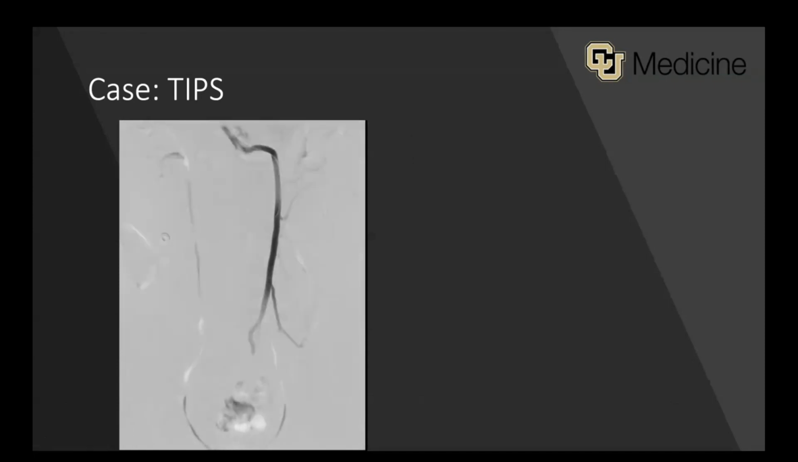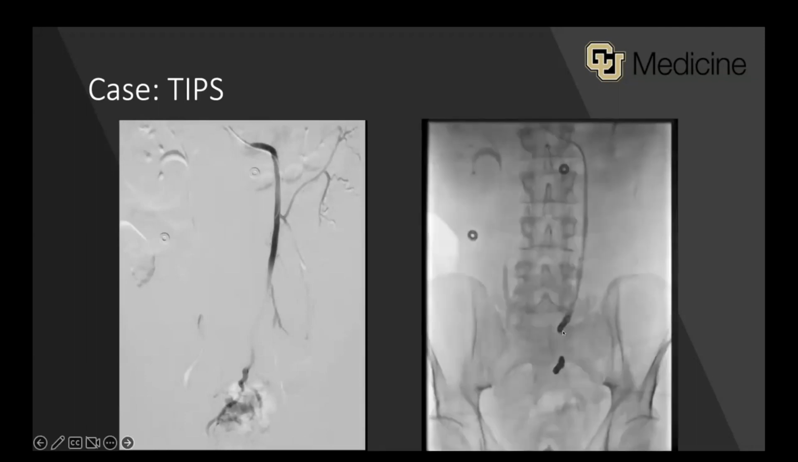Also, at the time of TIPS, you may see this finding. This is retrograde filling of a rectal vein going towards the rectum. And this patient had symptomatic variceal bleeding. And we can actually treat with gel foam and coil down there and help symptomatically relieve that bleeding in this area.